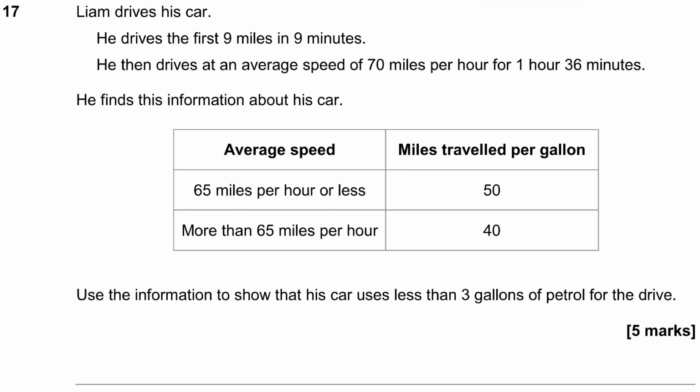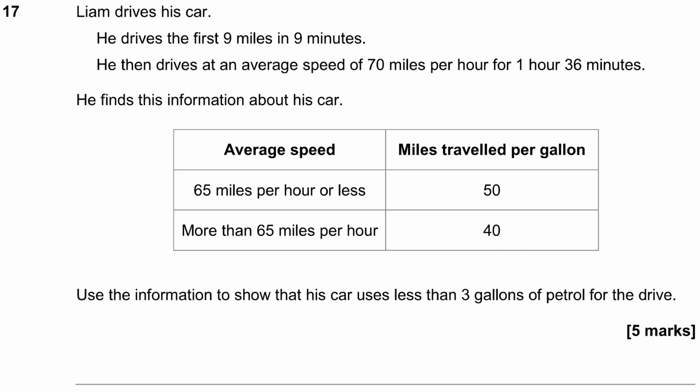Question 17. Liam drives his car. He drives the first 9 miles in 9 minutes. He then drives at an average speed of 70 miles an hour for 1 hour and 36 minutes. He finds this information out about his car.